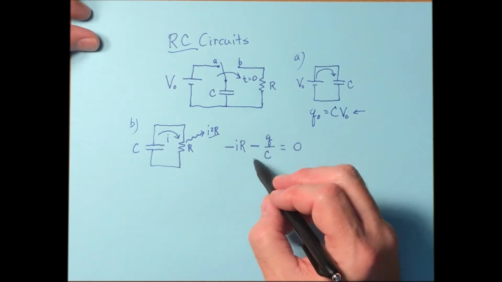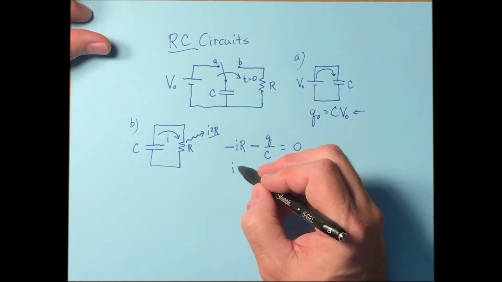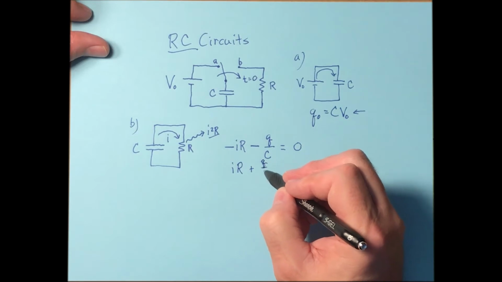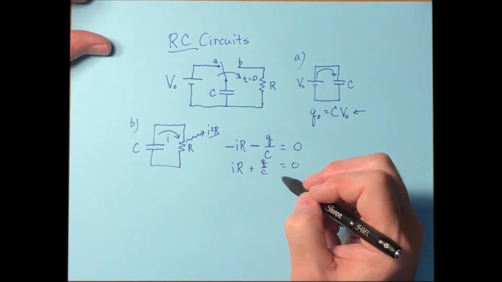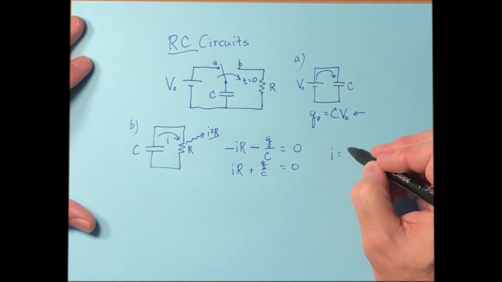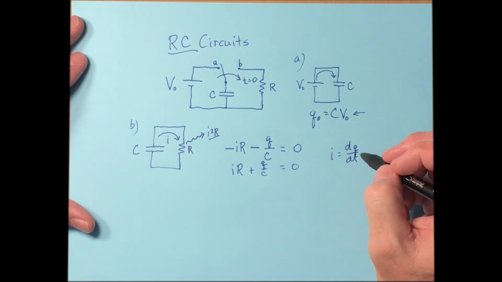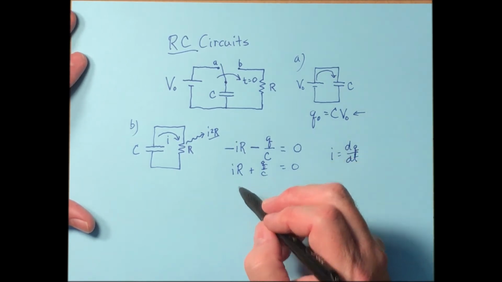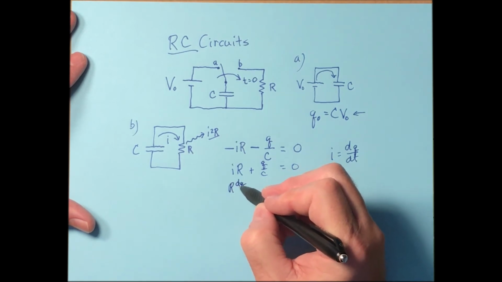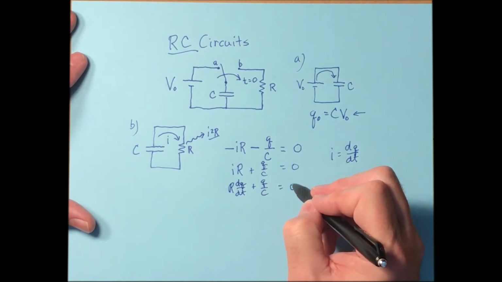Now, let's rewrite the terms. We can divide by -1 and get rid of the negative signs. So we got IR plus Q over C equals 0. Now I'm going to make a substitution here. You know that from the definition of current that I is equal to dQ dt. So let's take that substituted in here, and I have R times dQ dt plus Q over C equals 0.